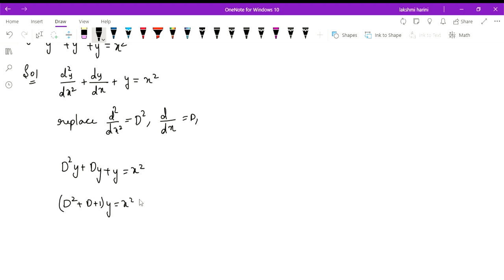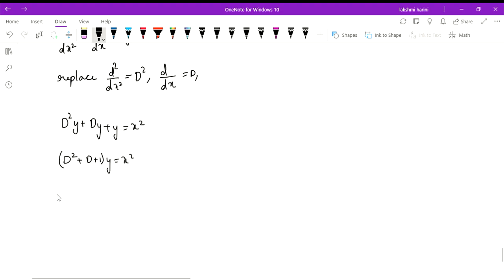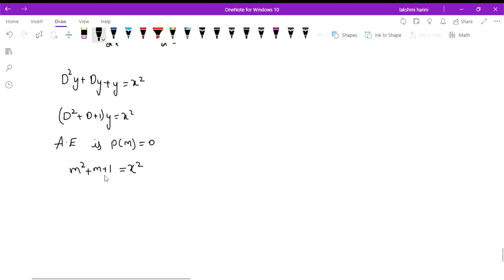Okay, now we have to write the auxiliary equation. What is our auxiliary equation? The auxiliary equation is P of m equal to 0. So what is our P of m? In place of D we need to write m. So m square plus m plus 1, and this is equal to 0. So m square plus m plus 1 equal to 0.